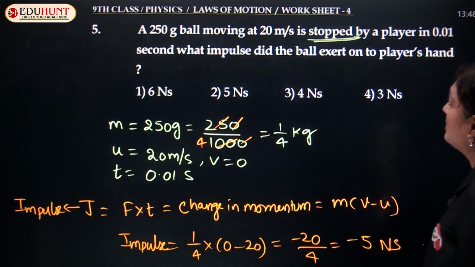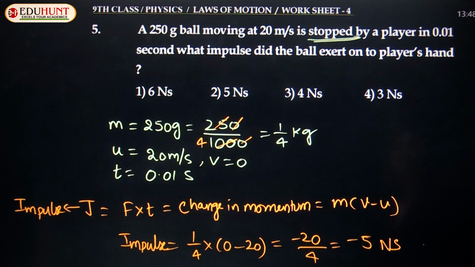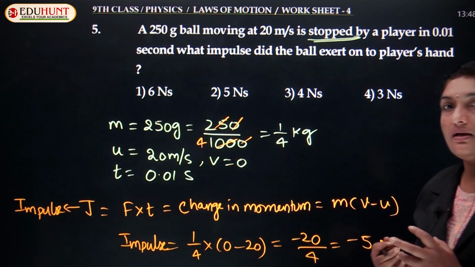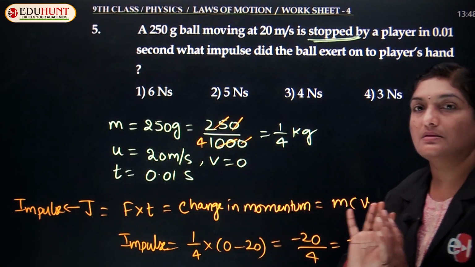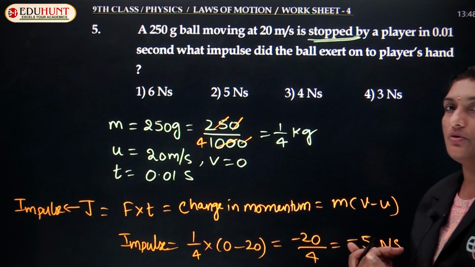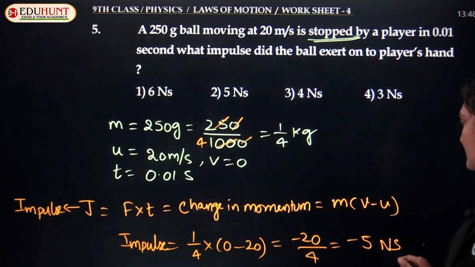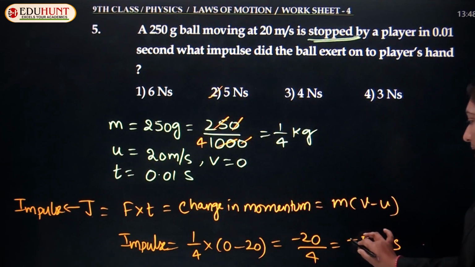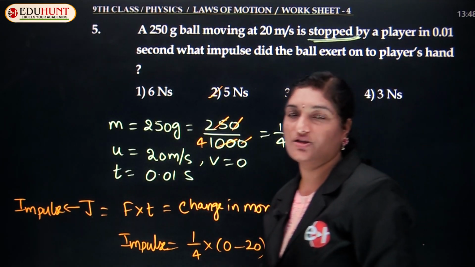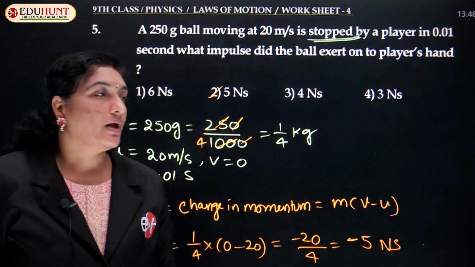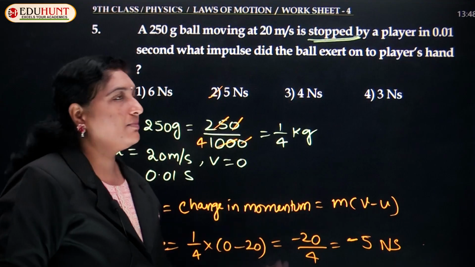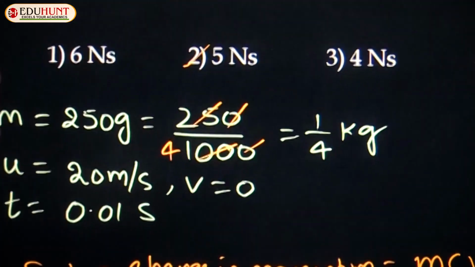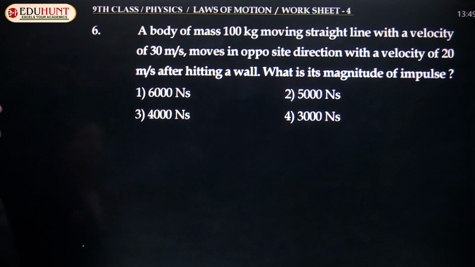So the impulse the ball exerted onto the player's hand is, so the ball is moving, the player was stopping. So this ball exerts the force on the man in the opposite direction, that is 5 Newton second. Minus indicates only the direction in which it is acting. And the magnitude of that is nothing but 5 Newton second. Okay. So now moving to the last question, children.